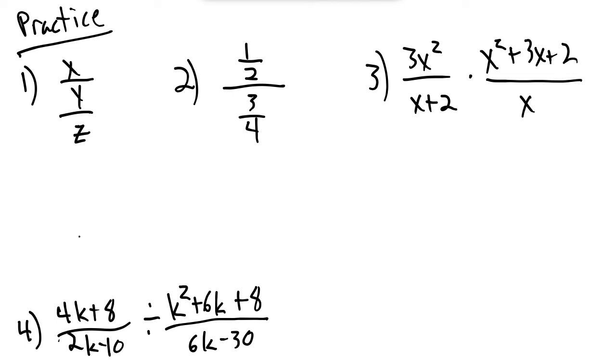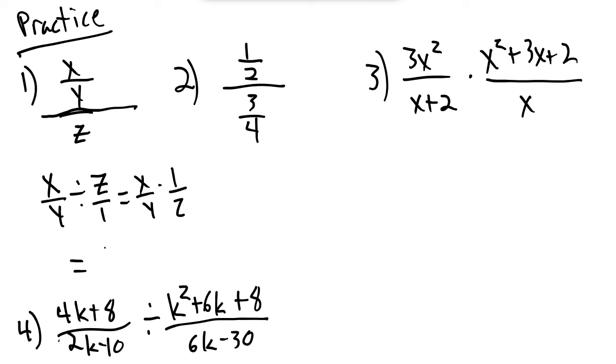All right, let's get started with a triple-decker. Remember, we said triple-deckers are the same as a fraction divided by something. So this becomes x over y divided by z, and we know that z is over 1. So that's the same thing as x over y times 1 over z, meaning our answer for this is x over yz.